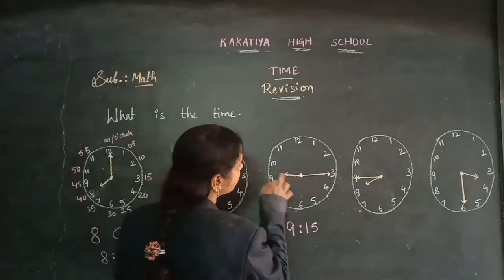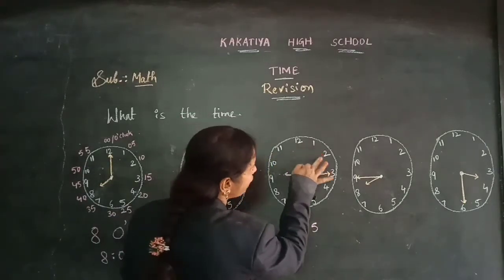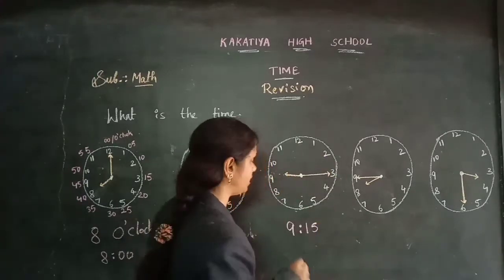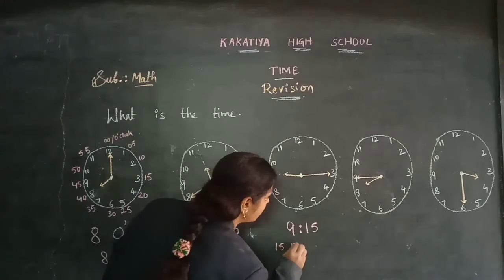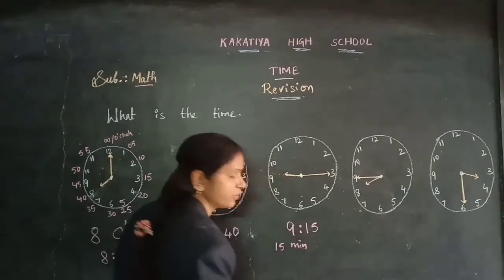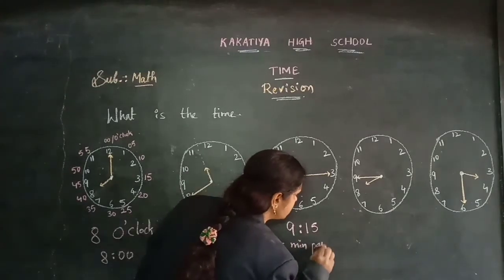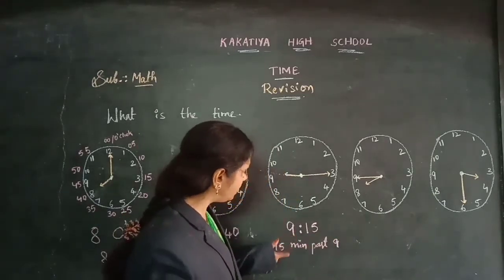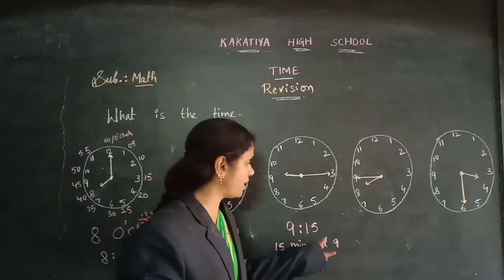And here after 9 o'clock it crossed 15 minutes. Means after 9 it completed the 15 minutes. So we can write completed, nothing but here we can take it as past. So 15 minutes past 9 also we can write. This time we can write it as 15 minutes past 9.